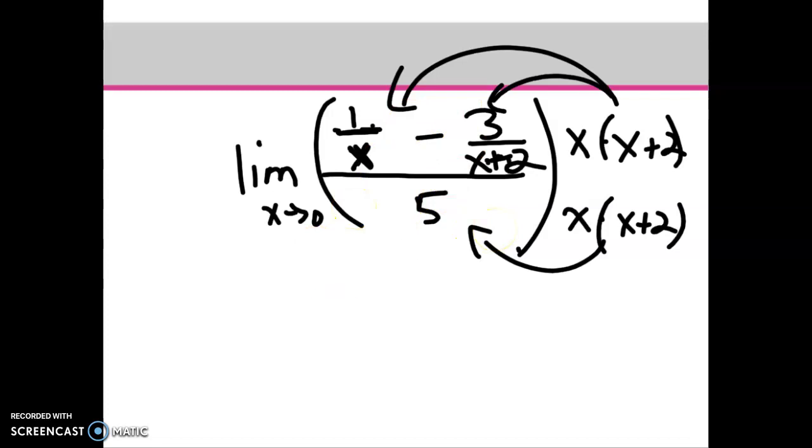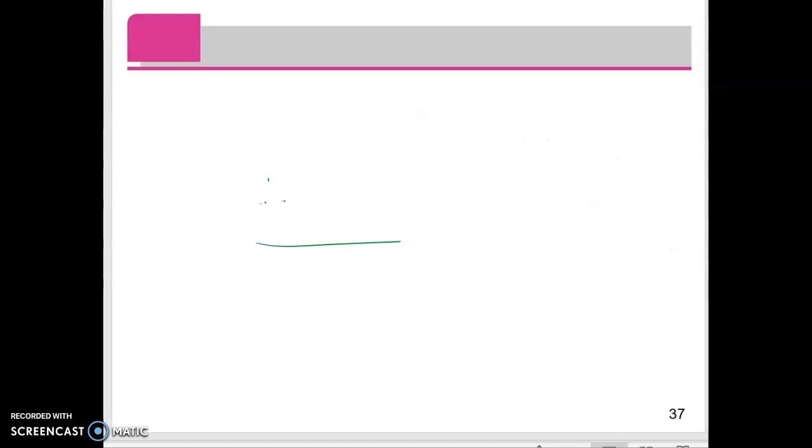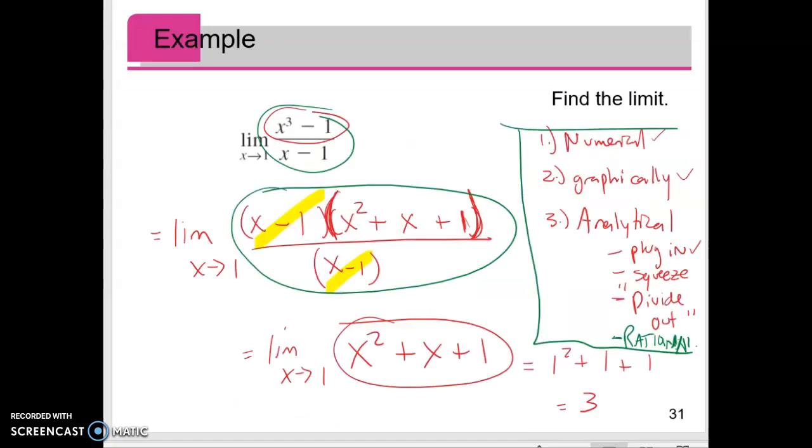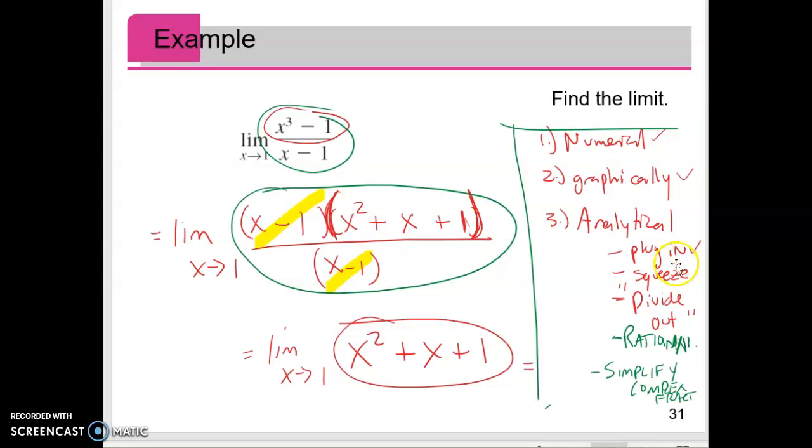Okay, so I'll leave that last method. What name do we have for that last method on my list here? I don't know if we have a method. I guess we could just say simplify complex fraction, and then do your direct sub. Okay, so that should get you through the analytical part of evaluating limits.